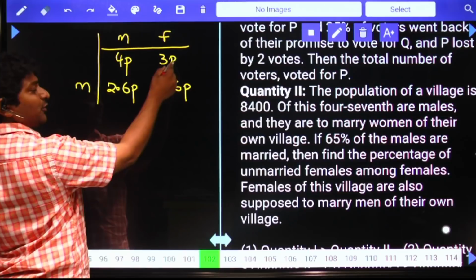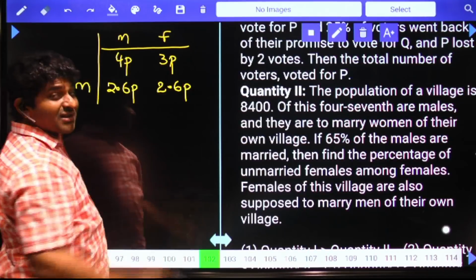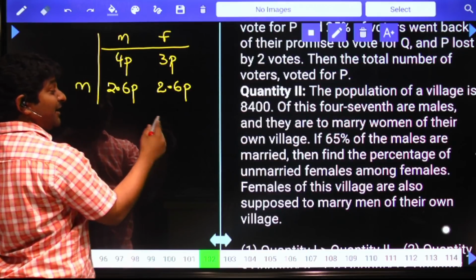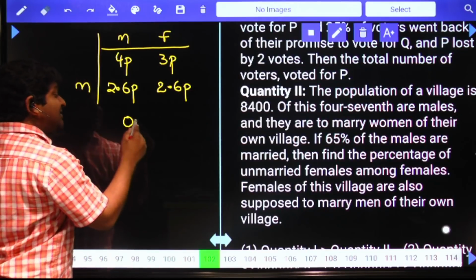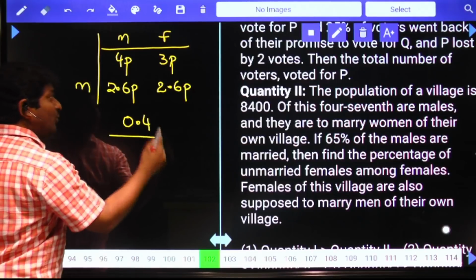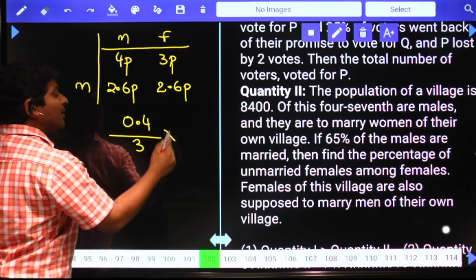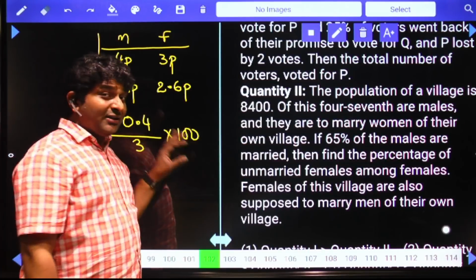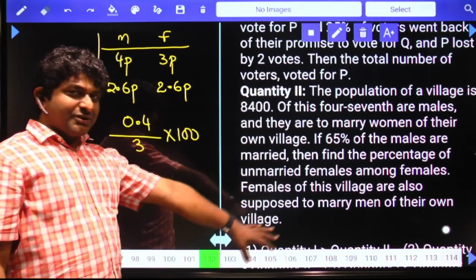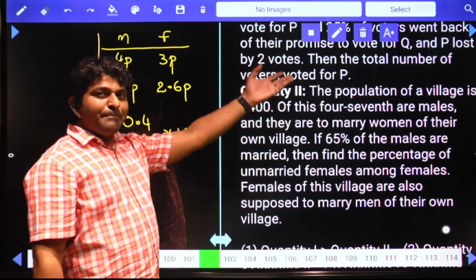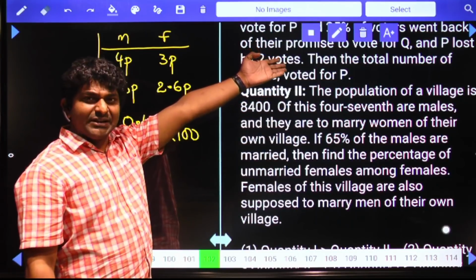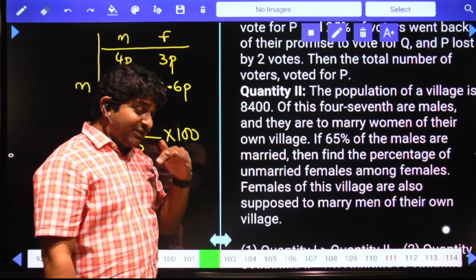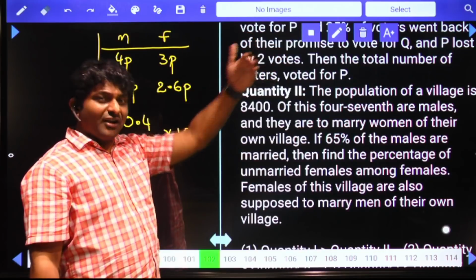Then out of total females, if 3 parts are there, and out of 3 parts 2.6 are married, unmarried females are 0.4 out of 3, multiplied by 100 for percentage. Now it is not about the answer, it is about options. Options are important. It is about comparison. In Q1 we already got 49%. In Q2 whether that is equal to 49, more than 49, or less than 49.